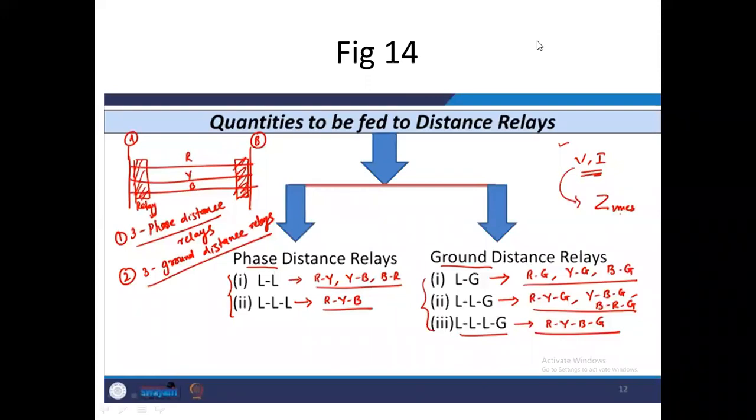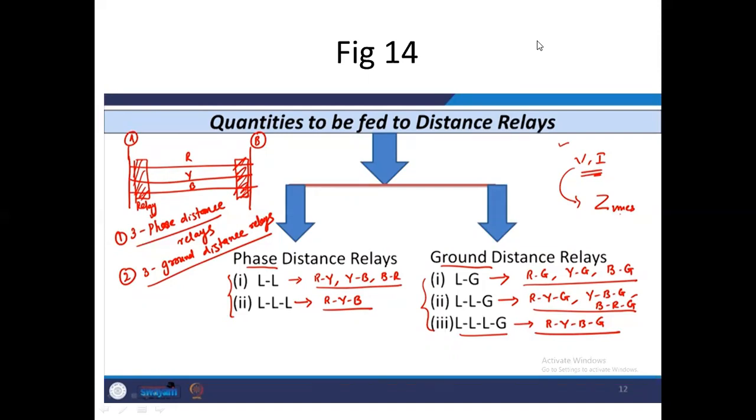After such a discussion, now let us discuss the different types of distance relays. Whenever I consider distance relays, they are basically classified into two units. One is known as the phase type distance relay and the other is known as the ground type distance relay.